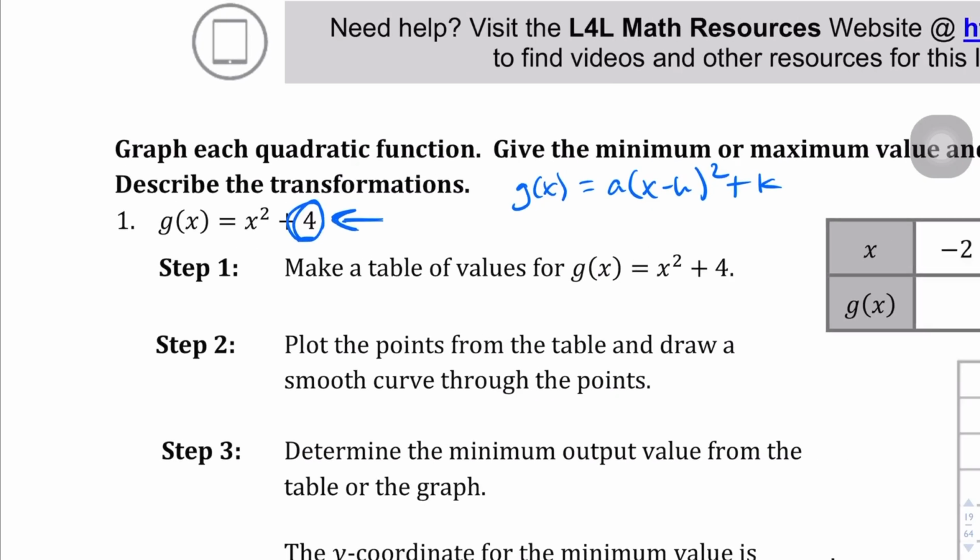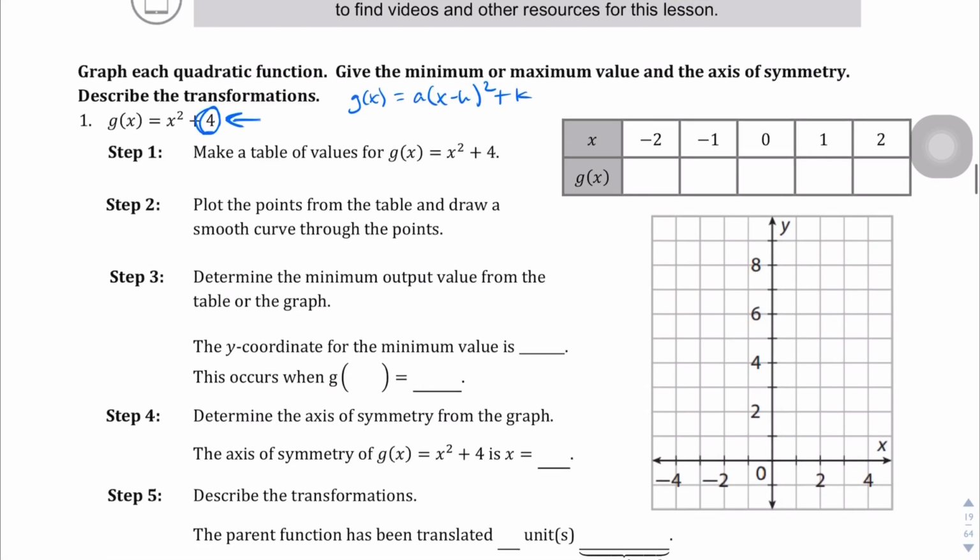And so if we make a table of values in step 1, x squared plus 4, and fill this out, we're going to plug these x values, these domain values, into the function and see what we get.